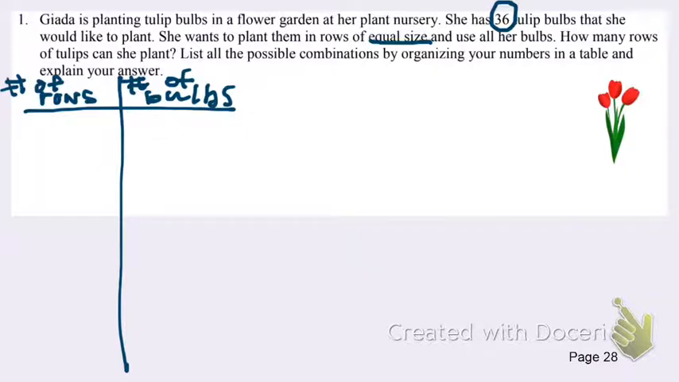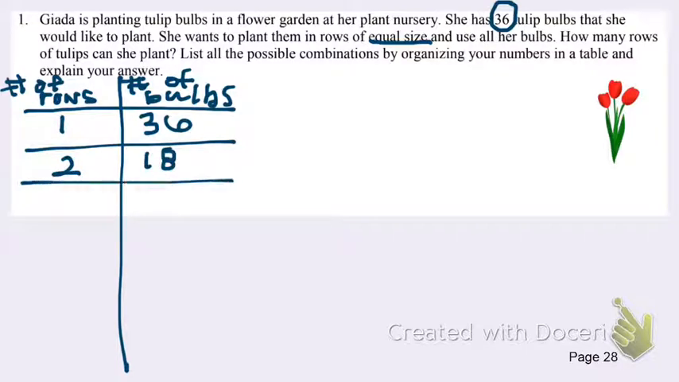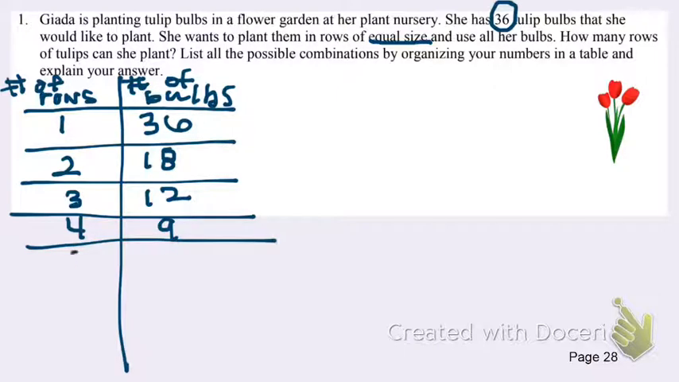What we're going to do is factor the number 36. Find all the numbers that you can multiply together to equal 36. So let's see. I know that 1 times 36 equals 36. I know that 2 times 18, 3 times 12, 4 times 9. Now what about 5? Well, it doesn't end in a 0 or a 5, so 5 is not a factor. 6 times 6 is 36, so 6.